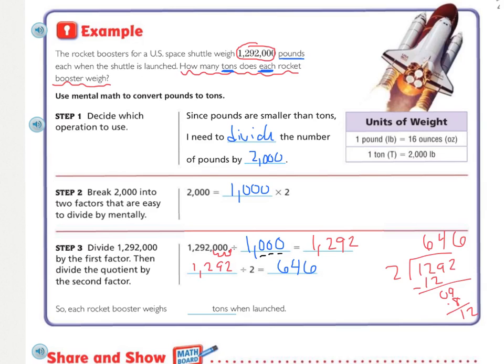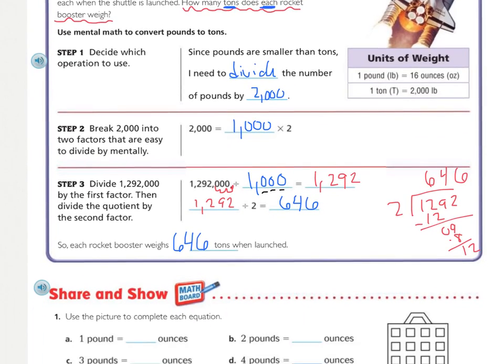So how much does each rocket booster weigh? It actually weighs 646 tons. Now again, you could have just set up your long division and had your 3 zeros here and divided out by 2,000, and you still would have ended up with 646.